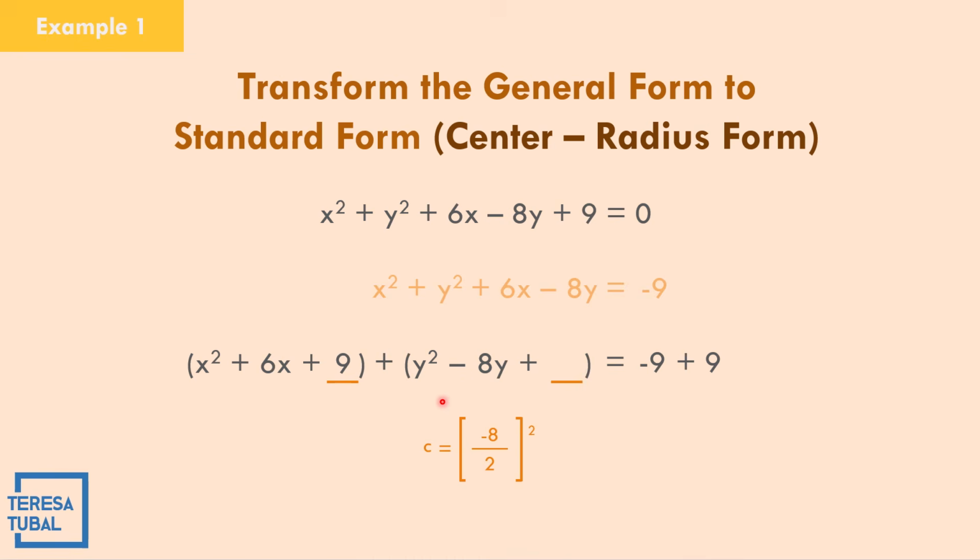How about the second one? So that is b is negative 8. Negative 8 divided by 2 is negative 4. Multiply by itself, or negative 4 times negative 4, the answer is equal to positive 16. Whatever you added on the left side, 16, should be added on the right side, that is equal to 16.